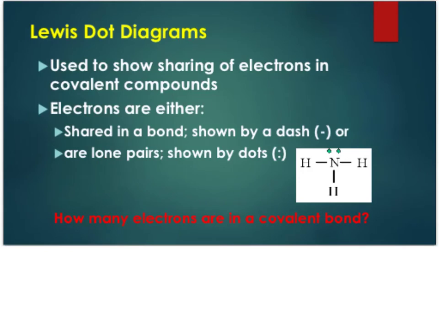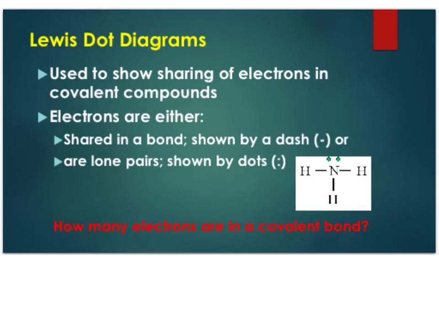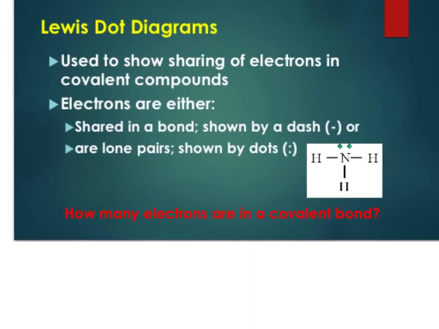So now let's look at Lewis dot diagrams for covalent compounds. So we're going to show the sharing of electrons in covalent compounds. The electrons can be represented in 2 ways: either by a dash, or by dots, which represent lone pairs. So the dash represents shared electrons. The dots represent lone pairs of electrons.